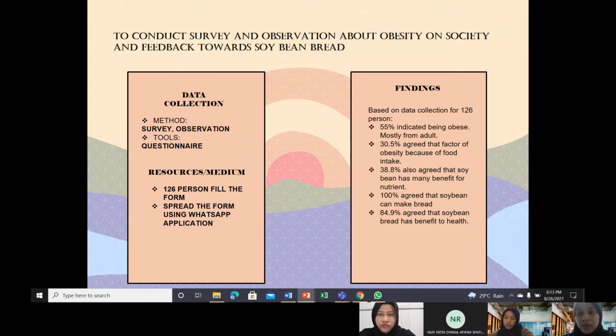55% indicate being obese. This data is in line with the data from WHO that states Malaysia is the most obese among Southeast Asian countries. 30.5% agree that the factor of obesity is unbalanced food intake, and 38.8% also agree that soybean bread has many nutritional benefits such as being high in protein. 100% agree that soybean can make bread, and 84.9% agree that soybean bread has many health benefits such as weight loss and increased productivity.